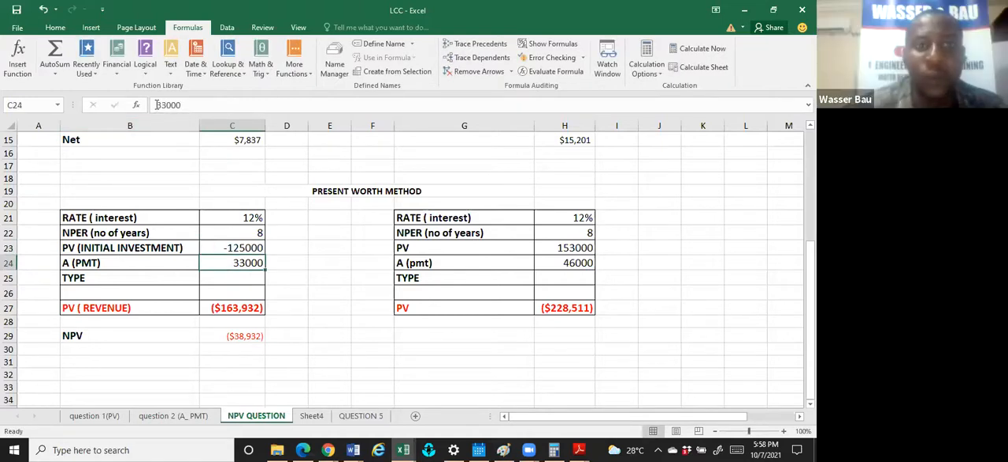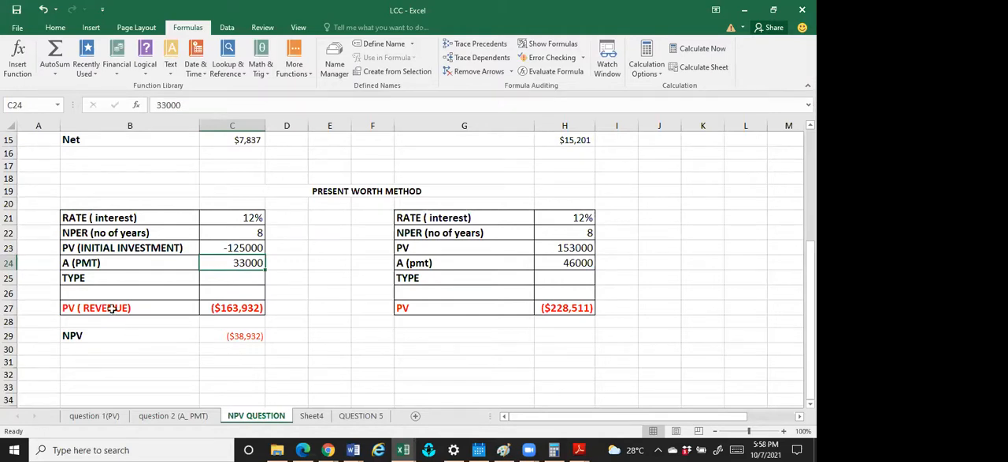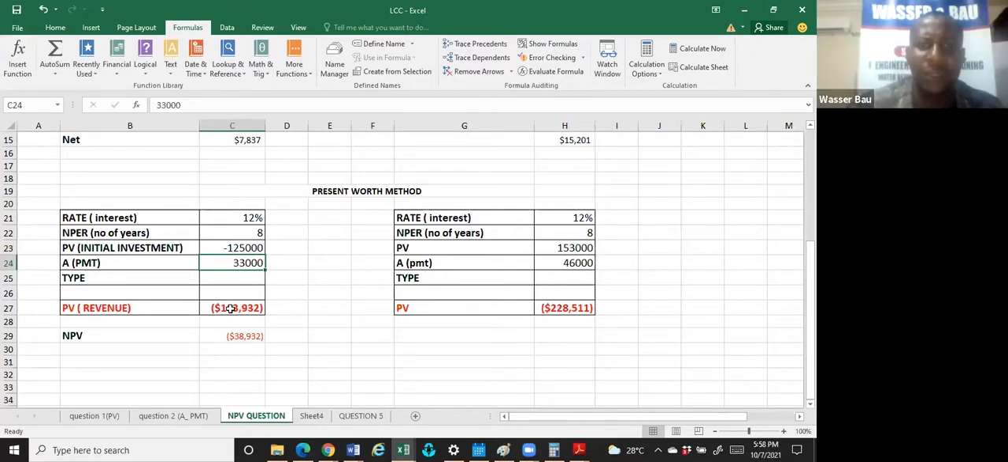Why did I put minus? Because initial investment is negative in my cash flow diagram and revenue is positive. If you put two of them positive, it doesn't make sense. So that's why I put negative. So bear with me. Cash flow negative, inflow positive. If you don't observe that, you'll make a mistake.